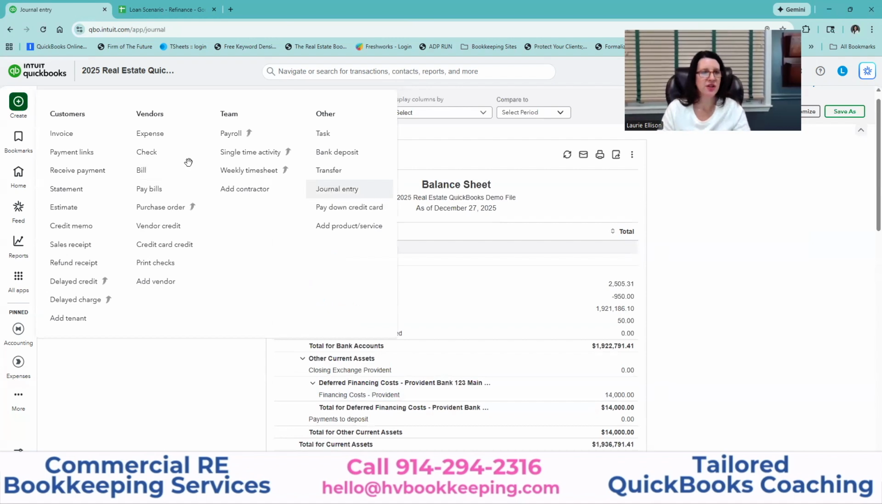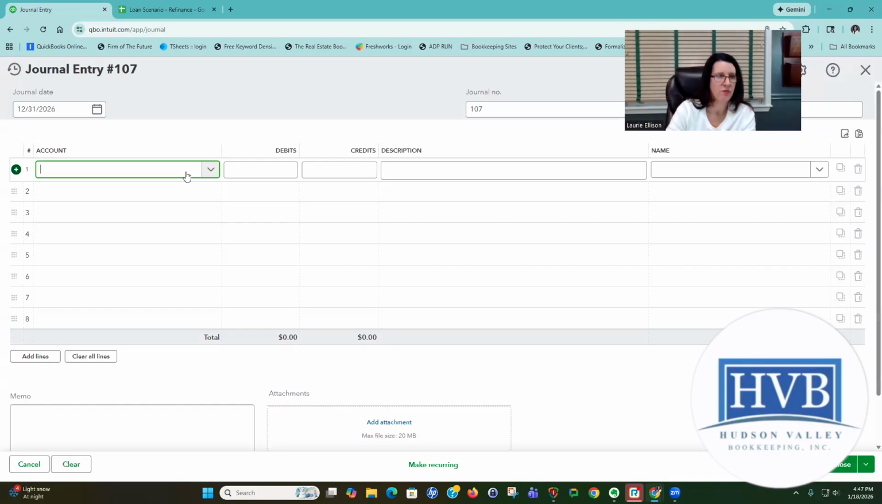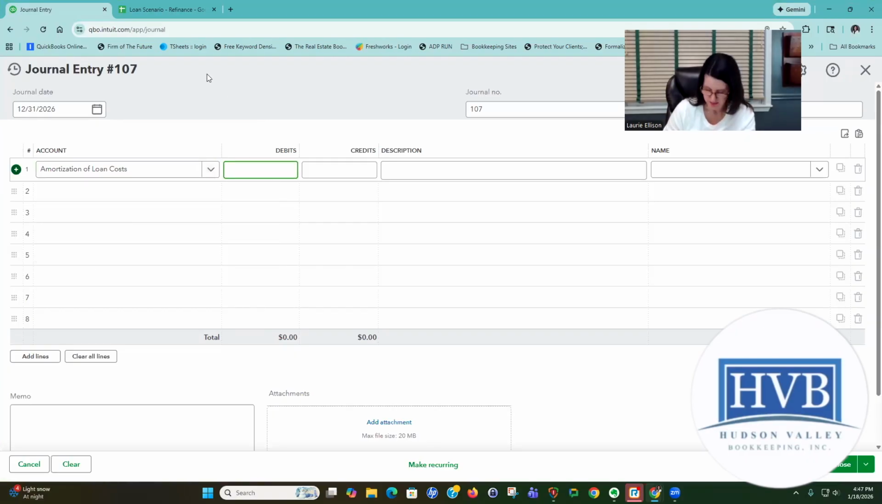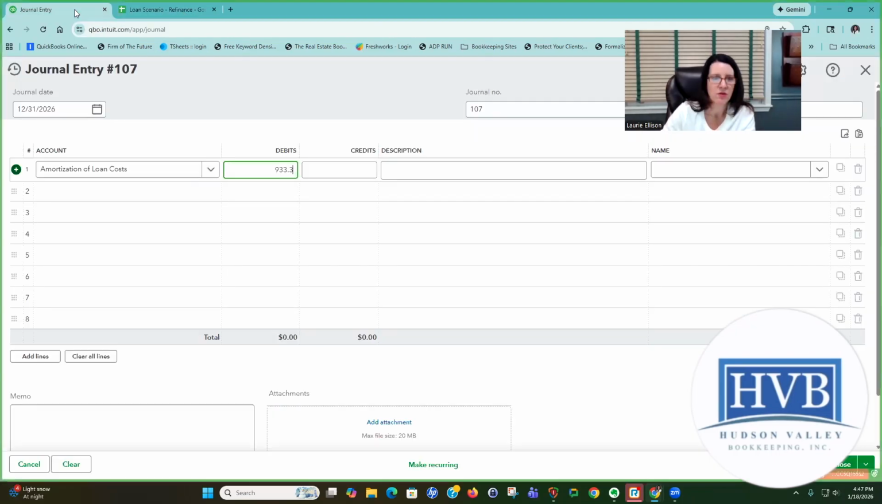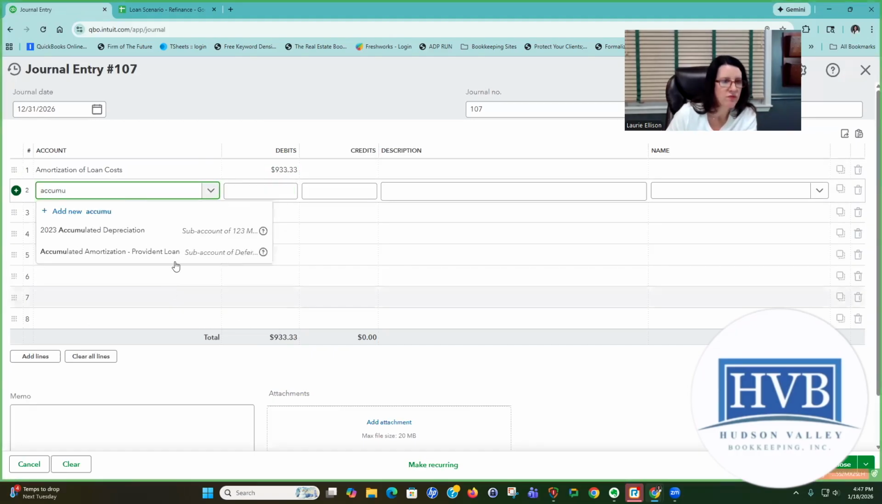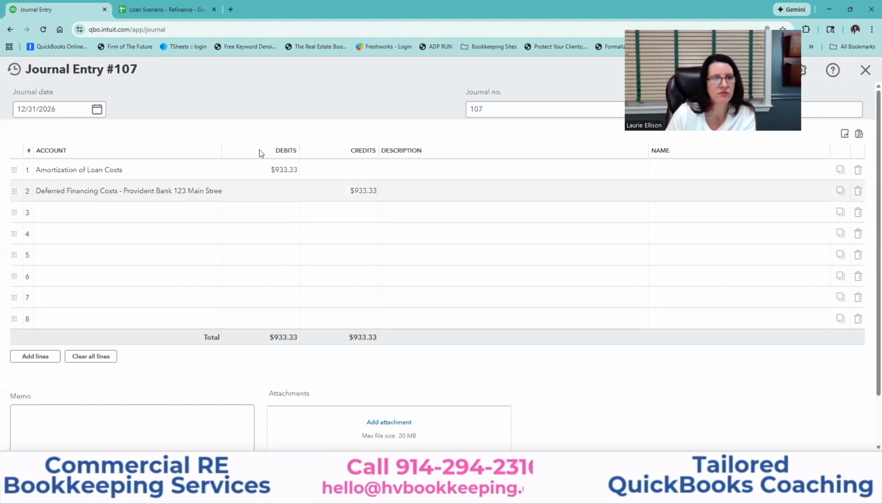So you would make a journal entry for 12/31/26. Okay, so I'm going to say amortization of loan costs. We had how much? 933.33. And then we're going to go to accumulated amortization of the Provident loan. Okay. So now it's a year later.